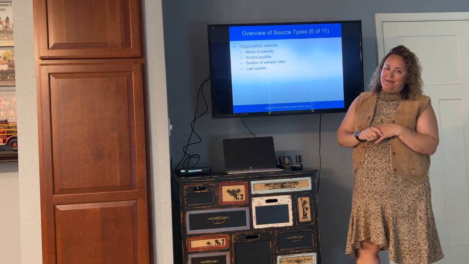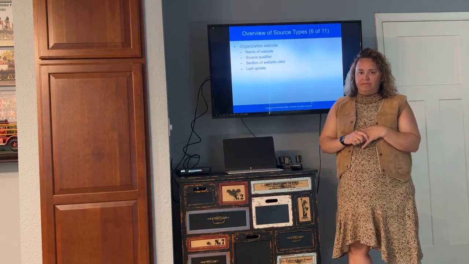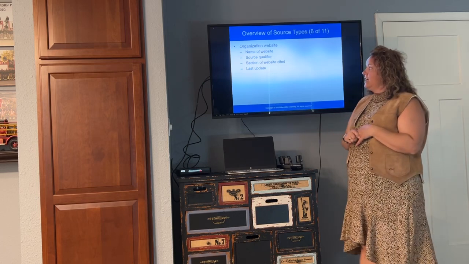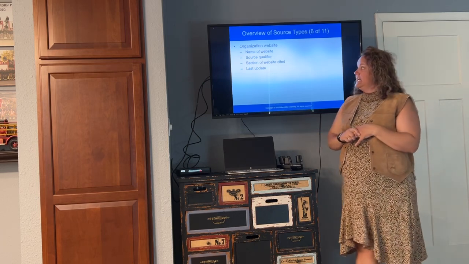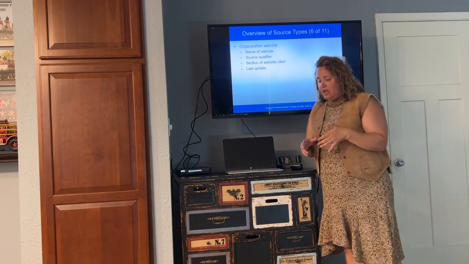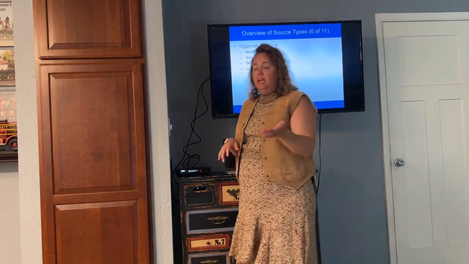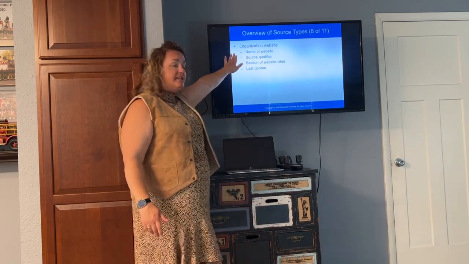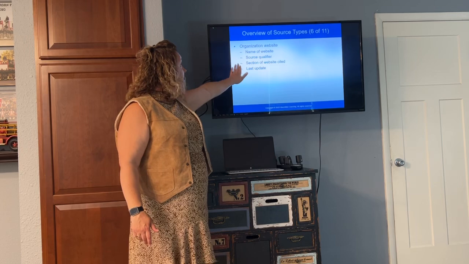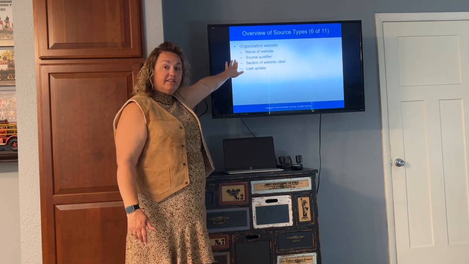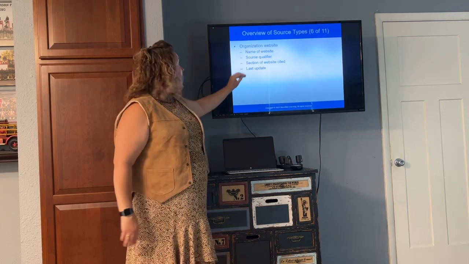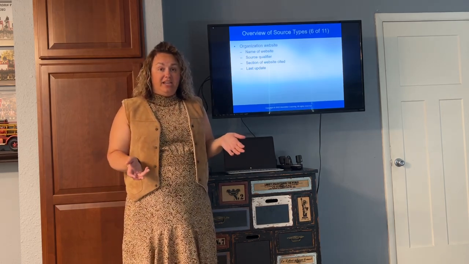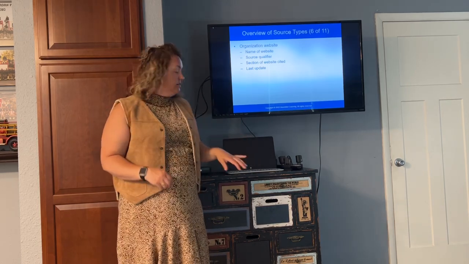Overview of source types. Again, an organizational website. You want to have the name of the website, source qualifier, the section of the website cited, and the last update. So if you were going to give the About Me General Mills Betty Crocker website, you would definitely want to say that you went to the General Mills website and found in the section About Me how Betty Crocker came to be. And I accessed this information in 2024.